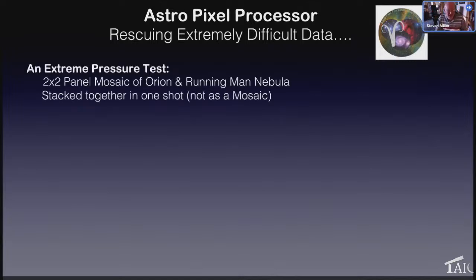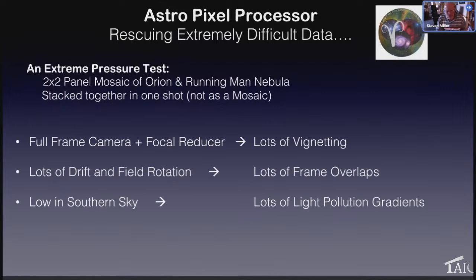It's an extreme pressure test. I stacked it together as one shot instead of as a mosaic, because these panels were highly overlapping, so you could stack it as just one pile of frames. So here's the problem. I was using a full frame camera at the time, plus a focal reducer. So I had a lot of vignetting, lots of drift and field rotation, lots of frame overlap, and it was low in the sky, lots of light pollution.